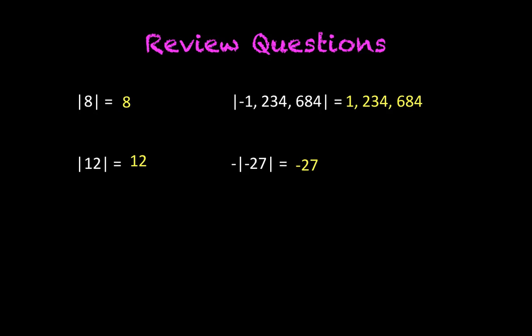Now, you might say, well, wait a minute. He said never a negative answer. But in this final one, there's a negative answer. What you doing, sir? Well, remember, this one is a negative sign outside the absolute value bars. So first you find the absolute value of negative 27, which is positive 27. But then you have this negative sign on the outside, which you have to take into consideration. So you keep it, and it becomes negative 27.